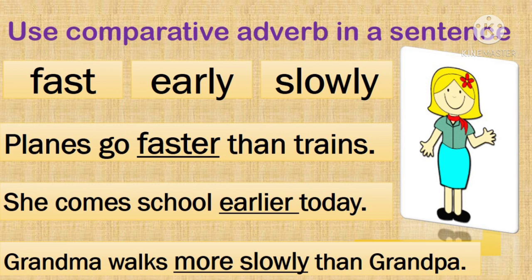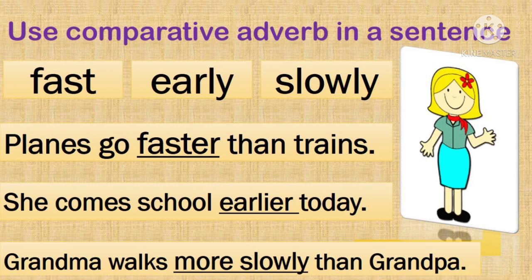Now let us use comparative adverbs in a sentence. The adverbs are fast, early, and slowly. The word fast is a one-syllable adverb. Remember to add er. It becomes faster. And remember that this is the comparative form of adverb, comparing two persons, places, or things in modifying the verb, adjectives, or other adverbs. So in sentence number 1, we compare the speed of the planes and trains, and we all know that planes go faster than trains.